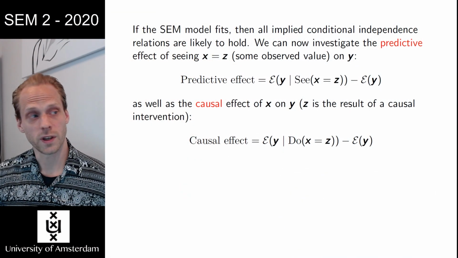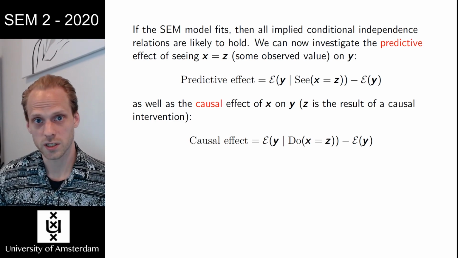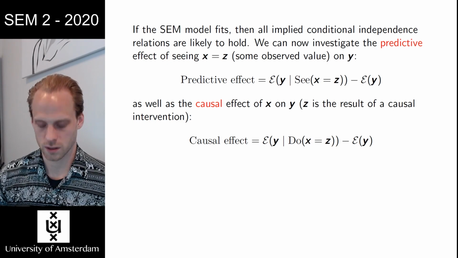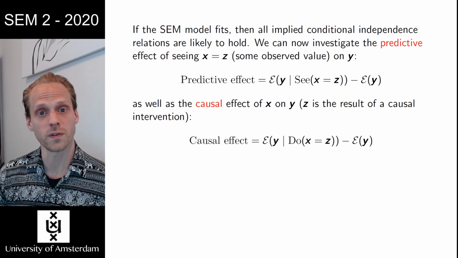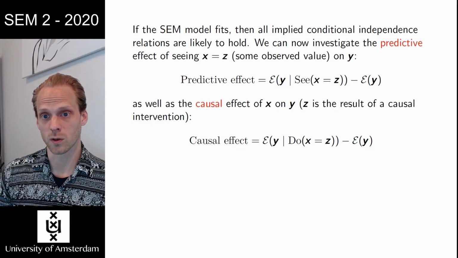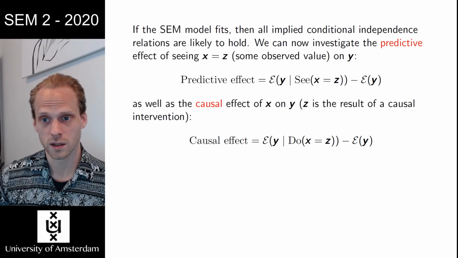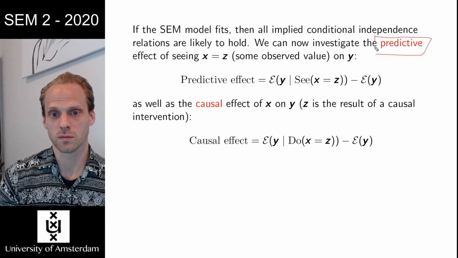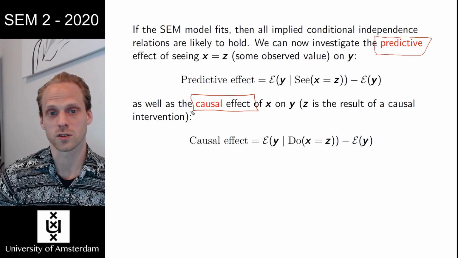So if the SEM model fits, of course that's important. If the SEM model doesn't fit, then your model is not good. So all these kind of derived things are meaningless in a sense. But if the model fits, we can, of course, look at all these conditional independence relationships, but we can also look at the predictive effect. So what we predict would happen, and the causal effect, what we predict would happen if we intervene on something.